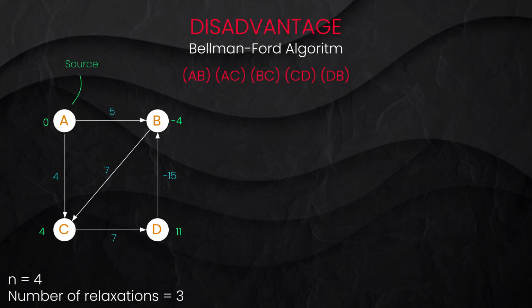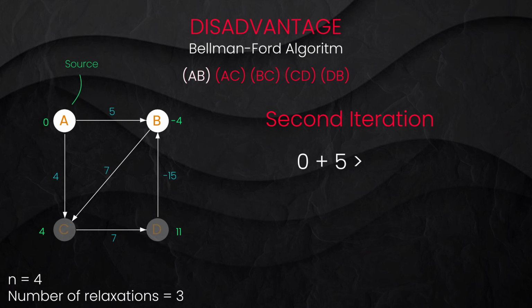Now look at the case of the second iteration. We will be doing it for the second time. The second iteration again starts with A. 0 plus 5, that is 5. 5 is greater than minus 4, so you will not update. Then AC. AC is 0 plus 4. 4 is equal to 4, you will not update it. BC. The distance of B is minus 4. Minus 4 plus 7, that is 3. So you will be updating it to 3.